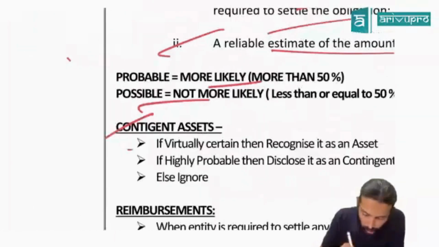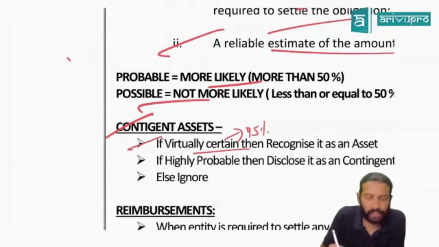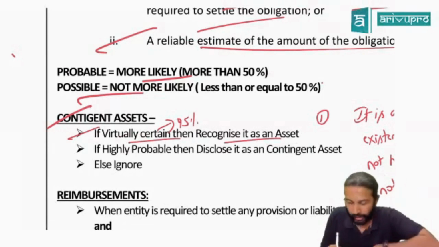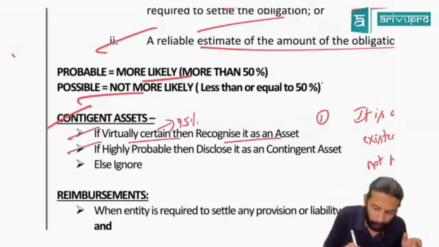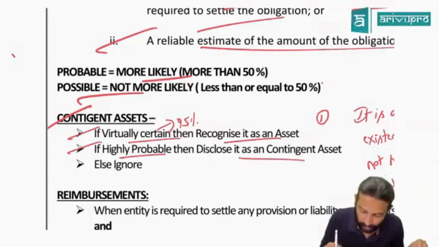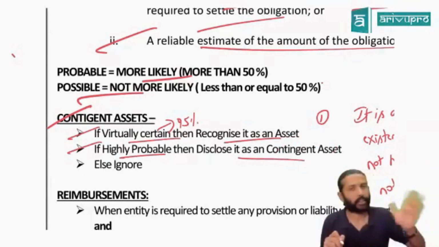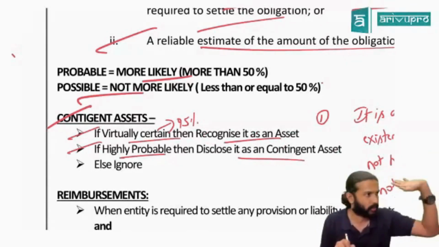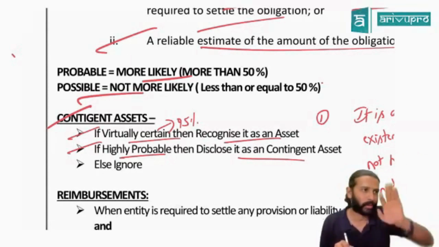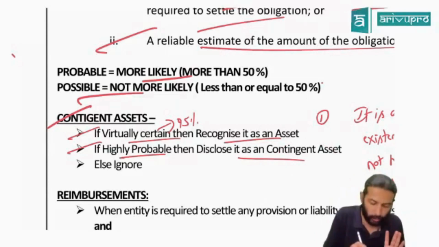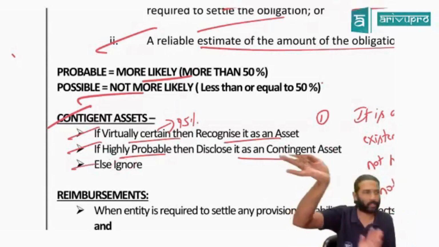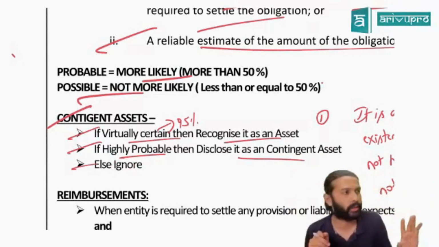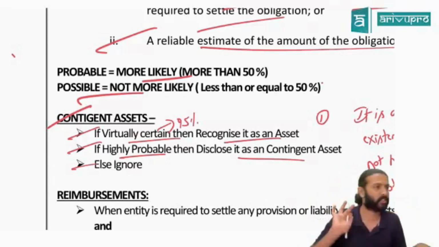If it is virtually certain, meaning there is more than 95% chance that you will receive that asset, then you can recognize it as an asset. If there is more than 95% chance, you directly go ahead and book it as an asset itself. If it is probable, meaning more than 50% chance, then you disclose it as a contingent asset. Else you need to ignore. If the probability is 50% or lesser, then no need to disclose. Ignore that and just move on. Think that it is not there. No need to recognize, no need to disclose anything. That is the funda of contingent asset.